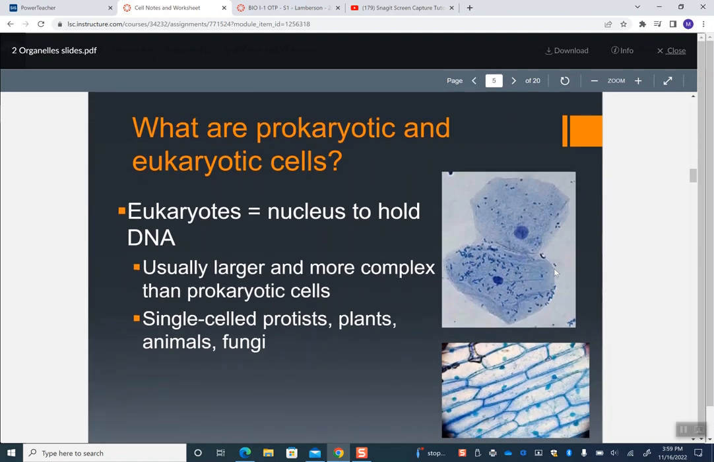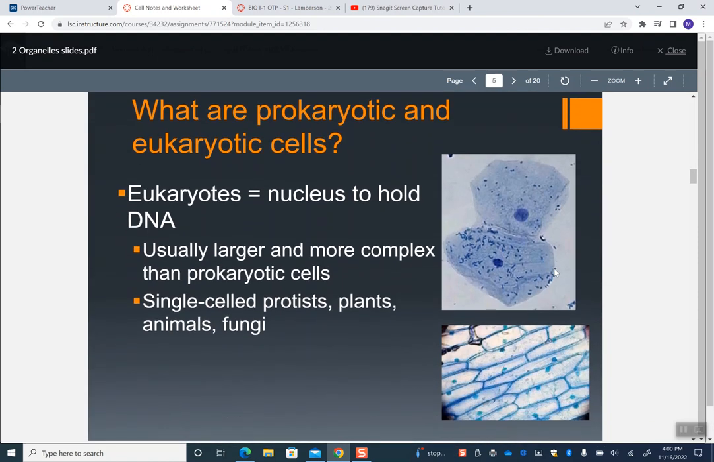Now, everything else is going to be a eukaryotic cell. So eukaryotic cells, the basic definition that you need to write down is that they do have a nucleus. So eukaryotic cells have a nucleus, and you can kind of see in this picture right here, this is an animal, these are 2 animal cells, and these little dots, these are the nuclei, the nucleuses. And here we have some plant cells. And all these little dots are the nucleus in each of these cells.